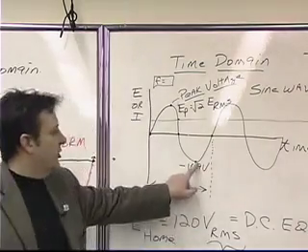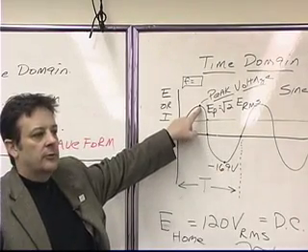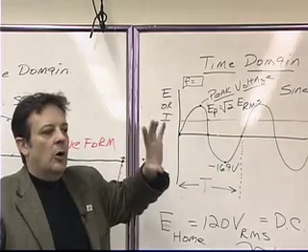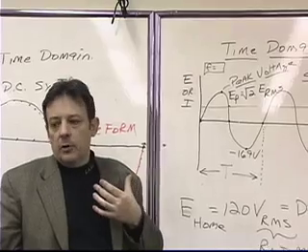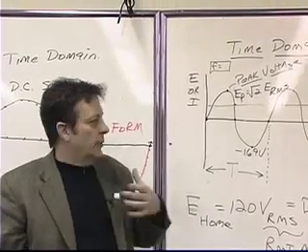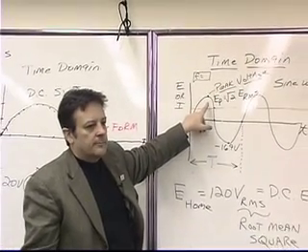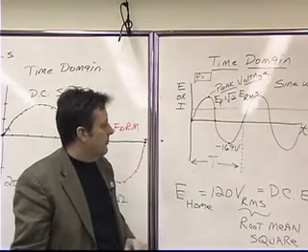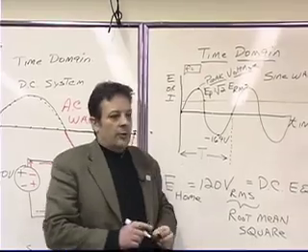So this is negative 169 volts. And guess what? That's the negative peak voltage. This is the positive peak voltage. So if you go home and you measure the voltage coming out of your receptacle, you're not going to find 120 volts. You're going to find 169 volts. Is that what you got? 169? Okay? All right.